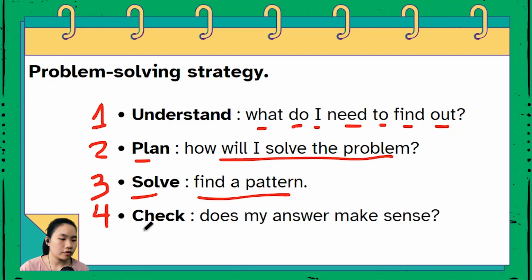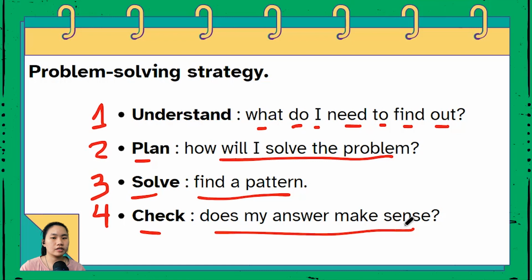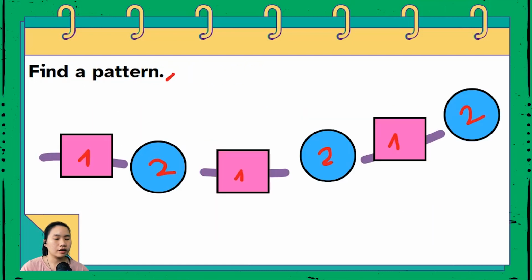Last but not least, number 4, check. Does my answer make sense? And this is where the marking numbers come into play. Once you've marked a number with the pattern unit, you can use them for checking. It makes it easier, and so you don't make any mistakes.